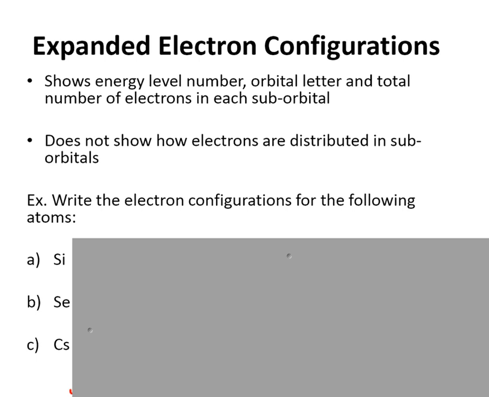Finally, we're going to do a quick review and give you some practice of expanded and condensed electron configurations. So what happens with these ones? These ones are going to show your energy level, number, orbital letter, and total number of electrons in each suborbital. The disadvantage with these ones compared to orbital diagrams or energy level diagrams is you don't see how the electrons are distributed. So since this is something from grade 11, if you think you can do these configurations, why don't you pause the video and see if you can get the answers on your own, and then we'll go through and check.